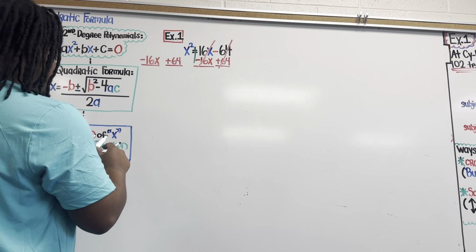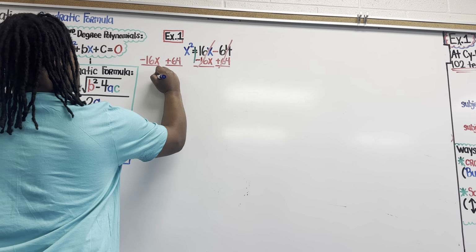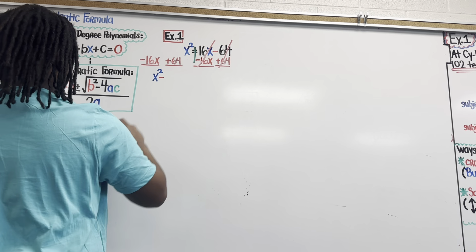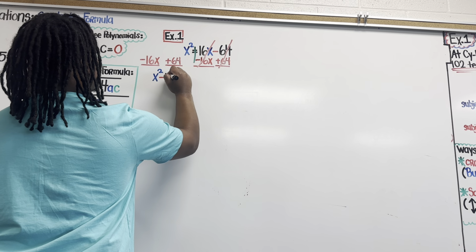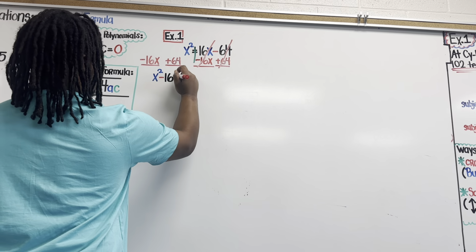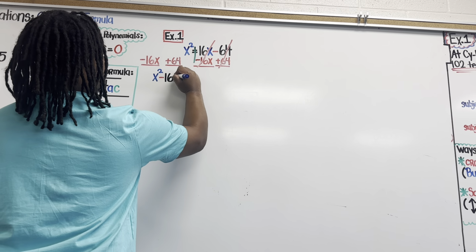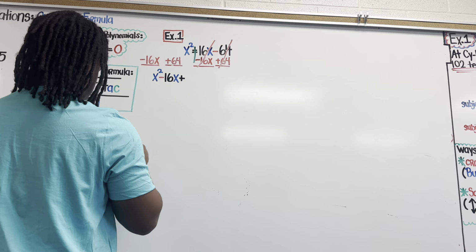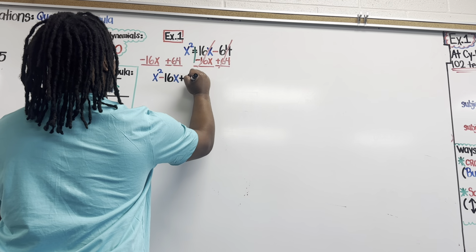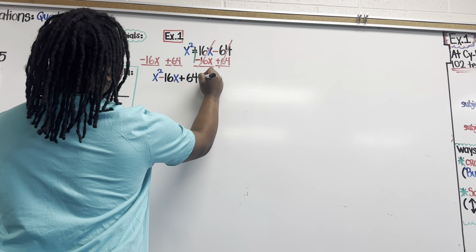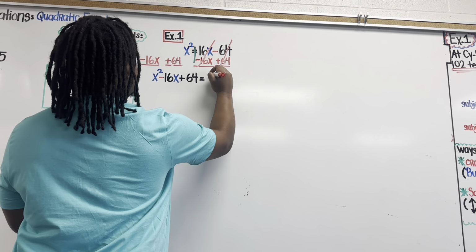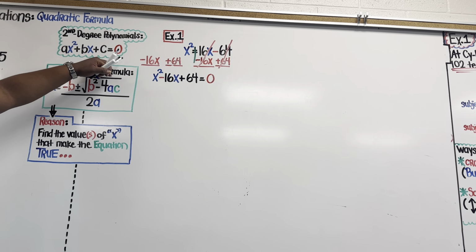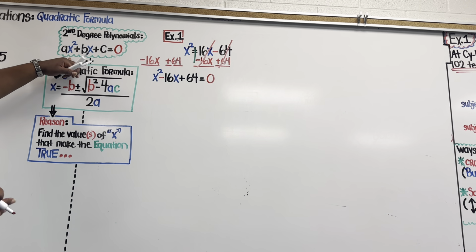So now, guys, this is going to be my new equation. I'm going to have x to the second power, minus 16x, plus 64, and then we're going to set everything equal to 0. So now we have successfully restructured this equation to its parent function form.